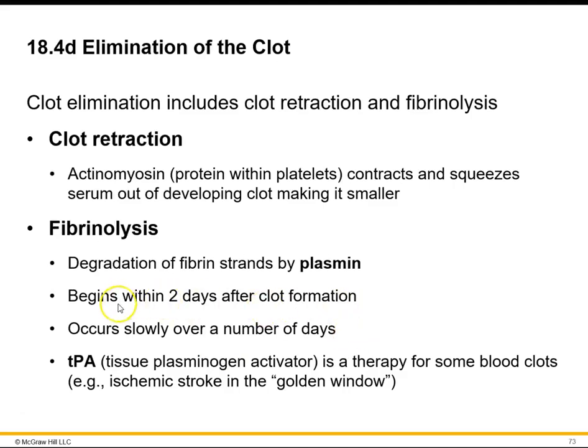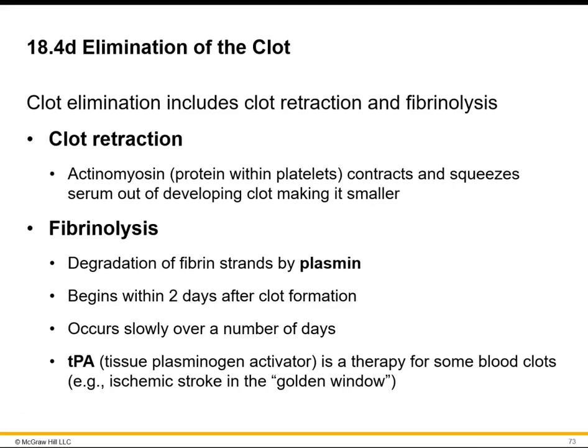The clot is going to begin to be broken down after about 2 days, within 2 days of the clot formation, and it's going to continue being broken down over a number of days. TPA, or tissue plasminogen activator, as the name suggests, interacts with plasminogen and activates it, making it plasmin. And plasmin can then go on and break down clots.